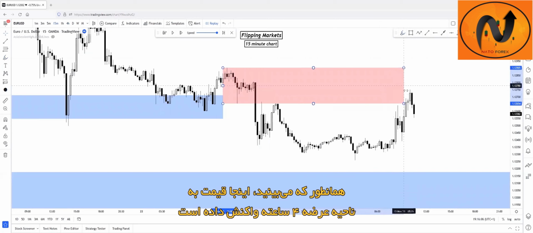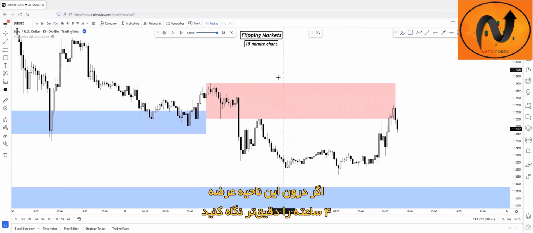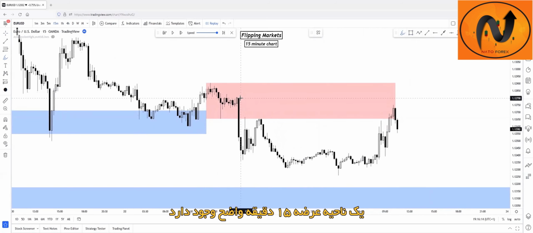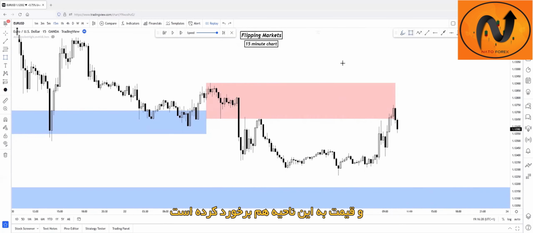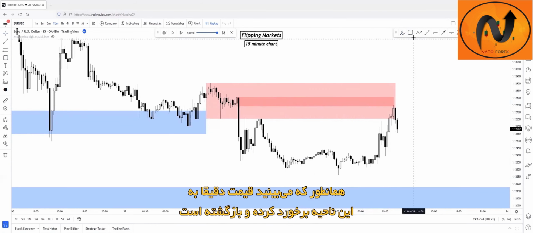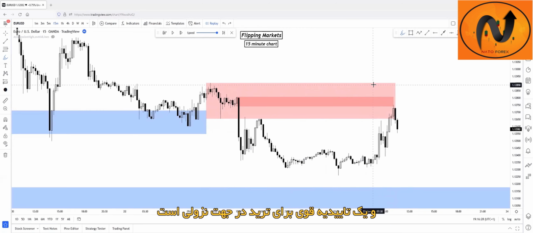Okay, so as you can see, price rejected on this 4-hour supply zone here. And if you take a closer look inside of this 4-hour supply zone, there will be a really clear 15-minute supply zone, this one. And price actually tapped this zone also, not just the 4-hour one. As you can see, price exactly tapped this one and reversed on this zone. So this is a really strong confirmation for the shorts.